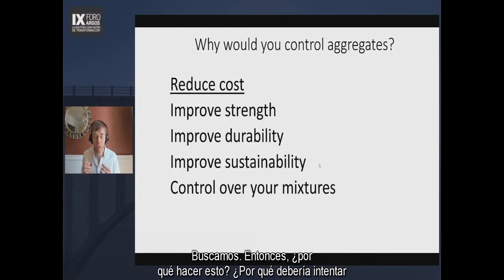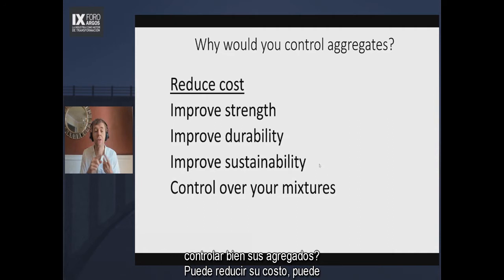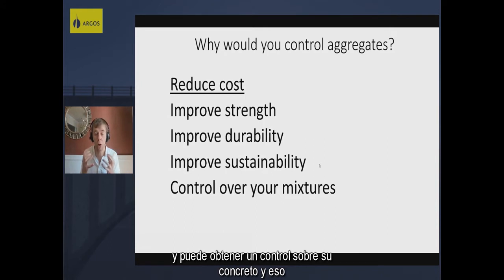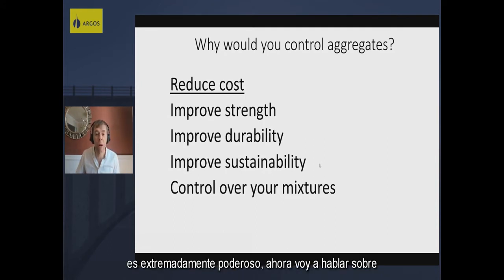So why would you do this? Why would you aim to control your aggregates? Well, you can reduce your cost. You can improve your strength. You can improve your durability, your sustainability, and you can get a control over your concrete. And that is extremely powerful.